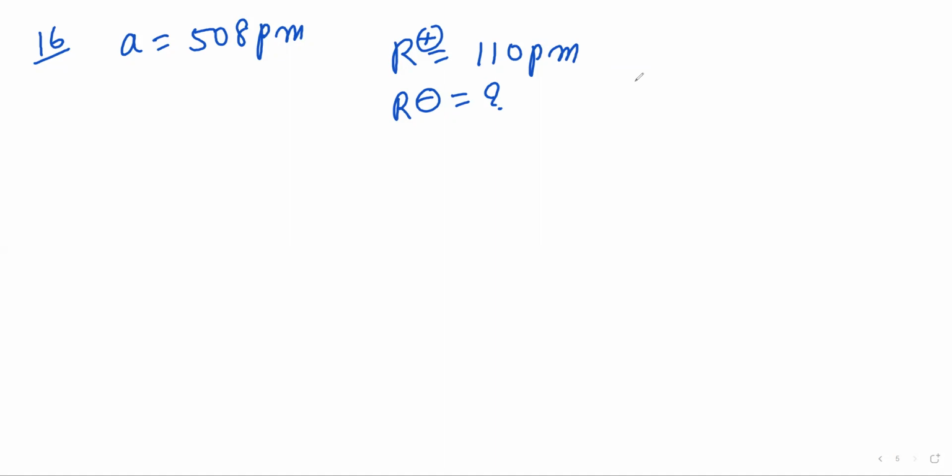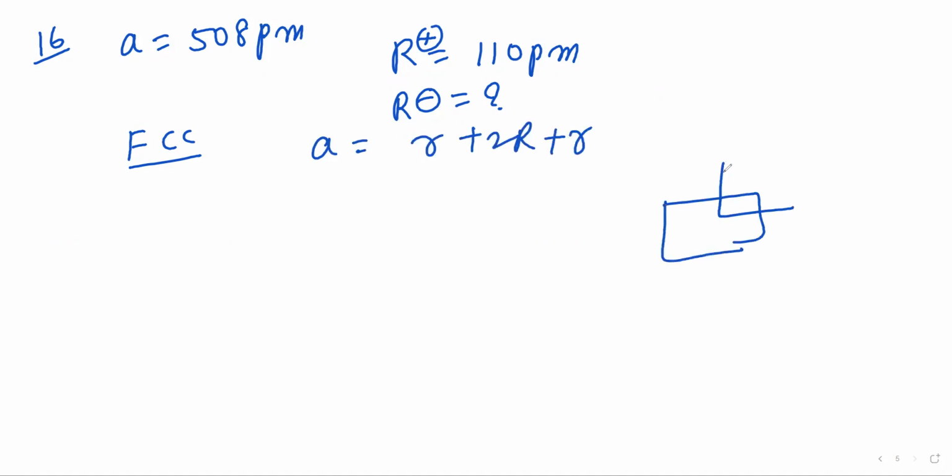So see the relation in face-centered cubic, right? So it is the formula. So it is made in face-centered cubic. So it will be a equal to r plus 2R plus r, right? So it is like this one. So this is your cubic unit cell.